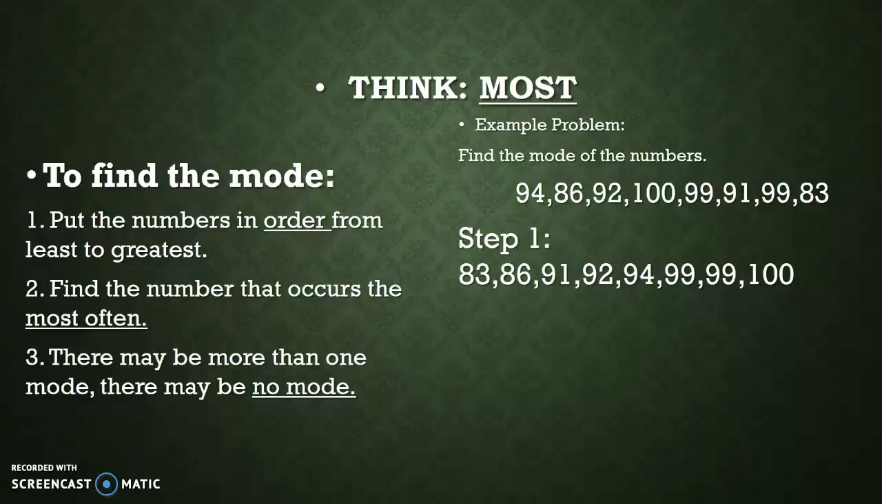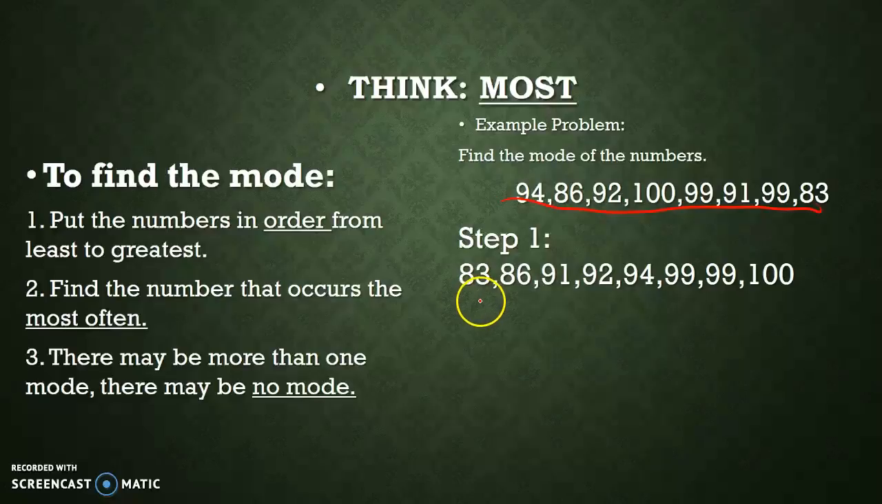All right, for mode, think most. Okay, so that's what goes on that blank there. And the third one, think most. Okay, to find the mode, you do the putting them in order again. So you take the numbers, which are right here, and you put them in order from least to greatest. Okay, in this one, you find the number that occurs the most often.